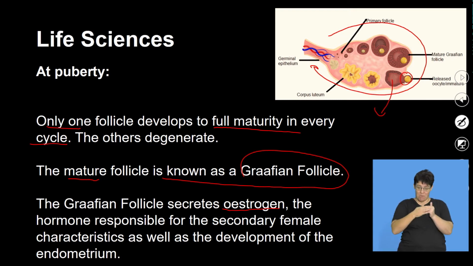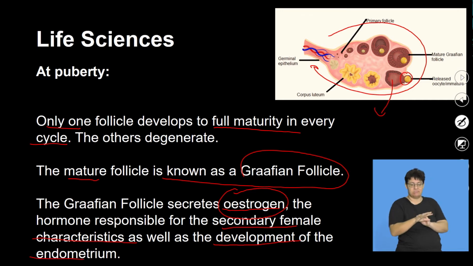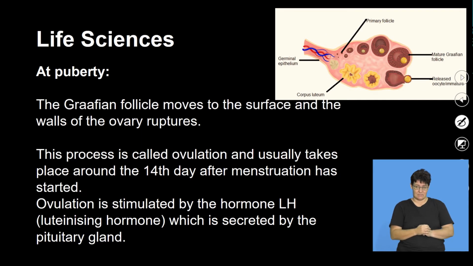The hormone is responsible for the secondary female characteristics. So the characteristics that we associate with puberty are a result of the hormone called estrogen. And that estrogen is released from the structure called the Graafian follicle, as well as the development of the endometrium. So now we're seeing the association between the ovary and the lining of the uterus. Okay. In our next slide, we can focus on further developments at puberty.